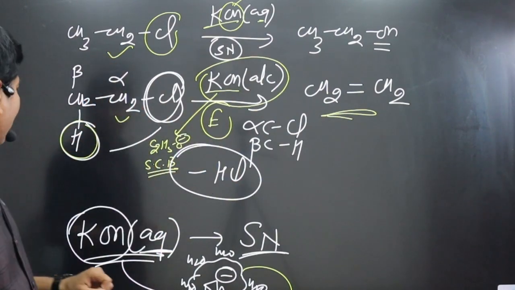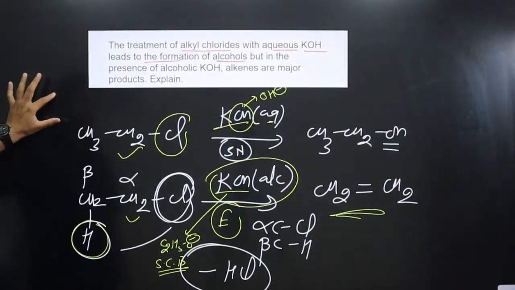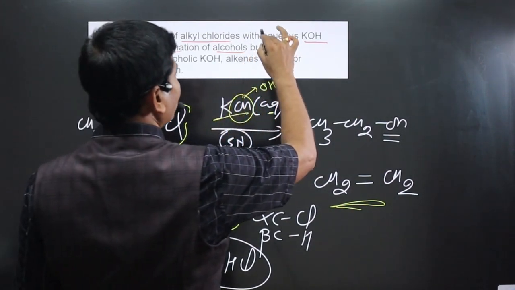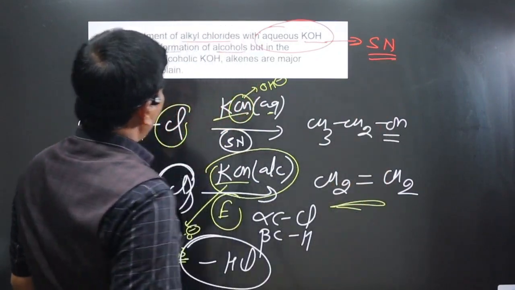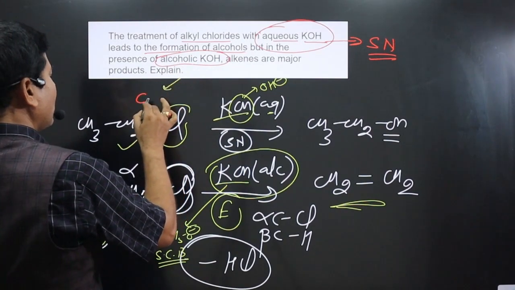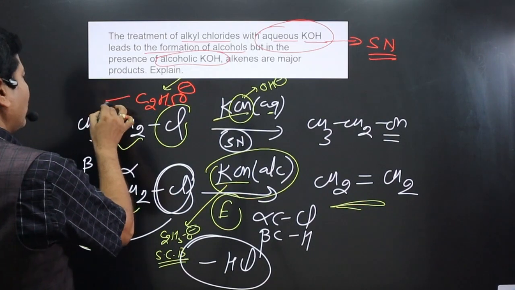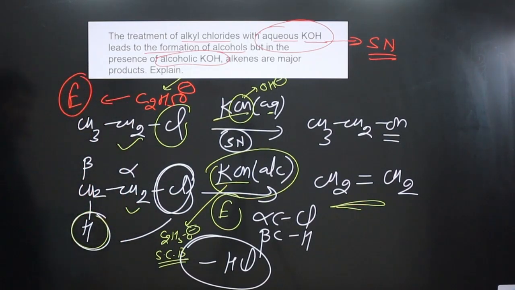So always keep in mind, if we have aqueous KOH, it causes nucleophilic substitution reaction, and if we have alcoholic KOH, since it produces the strong base C2H5O minus, it causes elimination reaction.